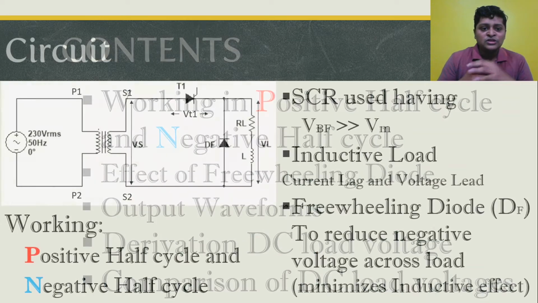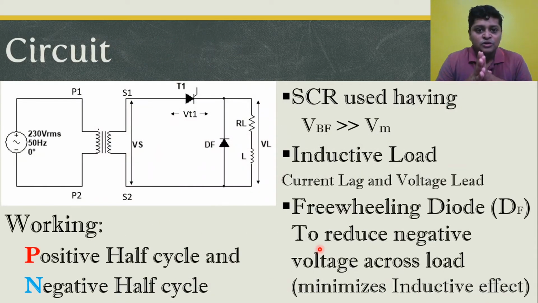Now let's look at the circuit of this particular discussion. The circuit comprises a 230 volt 50 Hz AC supply that is connected through a step down transformer to a half wave control converter circuit, which is connected in series with the inductive load, and a flywheel diode is connected across the load. The SCR used in this circuit has a forward breakdown voltage value much higher than the maximum value of the supply voltage.